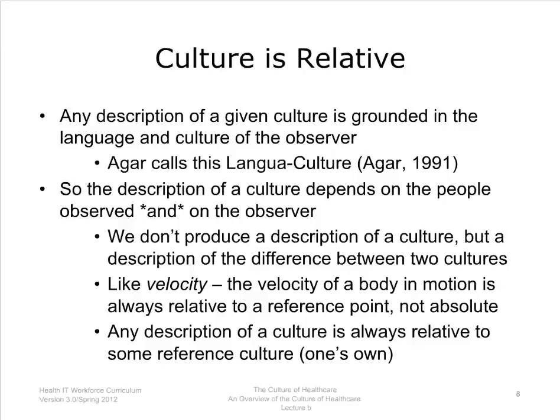This is analogous to the notion of velocity in physics. The velocity of a body in motion is always relative to some reference point or other body, not absolute. An airplane has one velocity when compared to air around it, airspeed, another velocity when compared to the ground, and in reality its ground speed is different depending on whether the plane is going east or west. Culture, like velocity, is always relative. Any description of a culture can only exist in reference to some other culture, usually one's own.